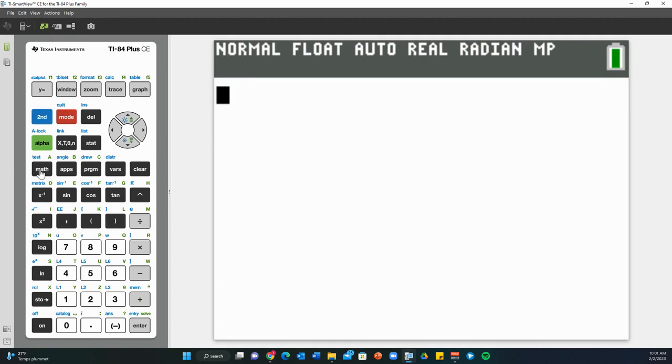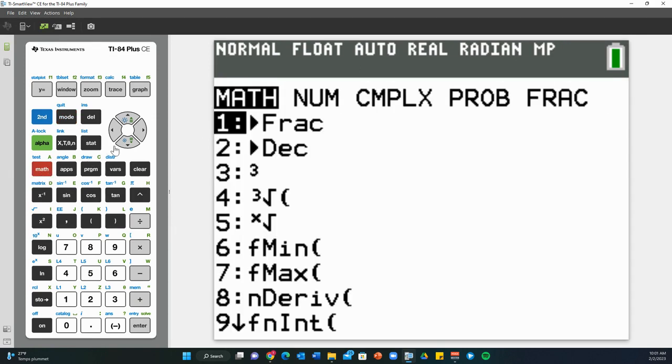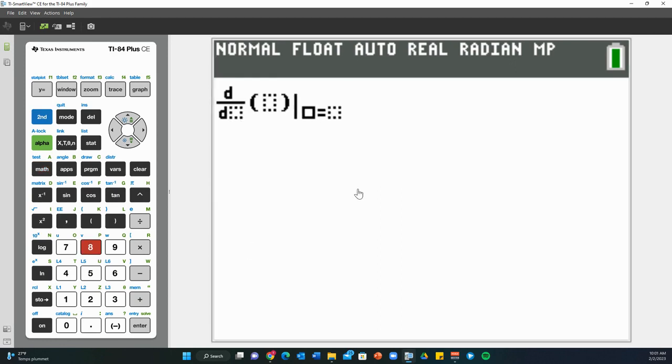Now the nderive function is under the math menu. So I'm going to go to math. For most of you, it should be option 8. Different models may have the numbering off. I think older calculators may not have this x root option, but find the nderive option. For me, it's number 8.